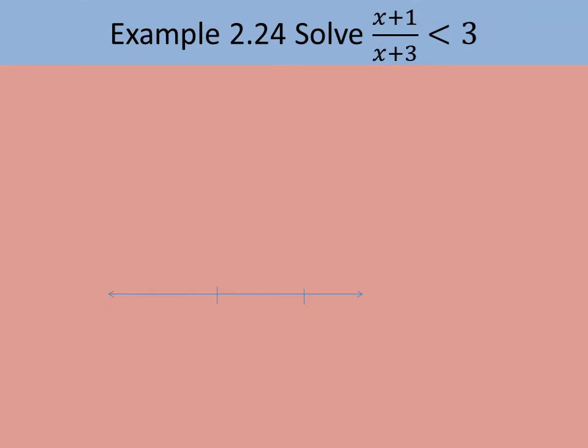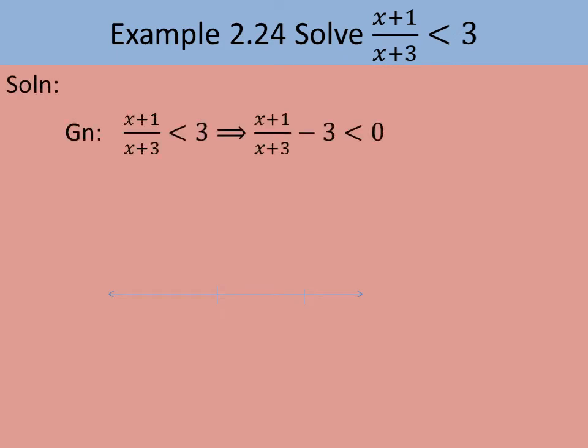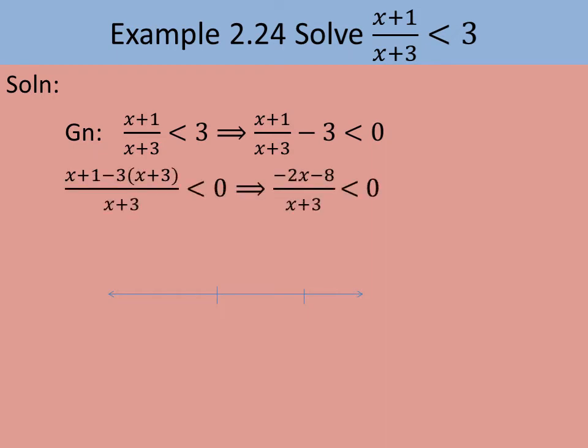Example 2.24. Solve (x plus 1) by (x plus 3) less than 3. Solution. It is given (x plus 1) by (x plus 3) is less than 3. We have to make the right hand side 0, so you can subtract 3 on both sides. You will get (x plus 1) by (x plus 3) minus 3 less than 0.